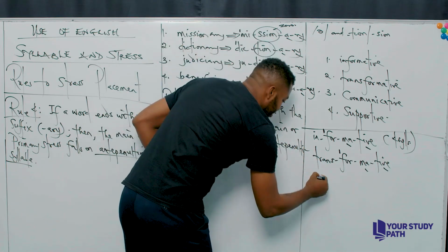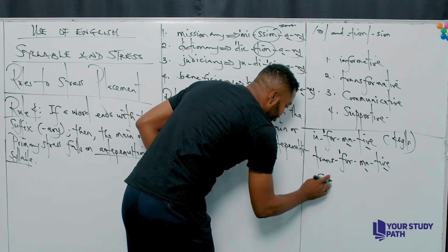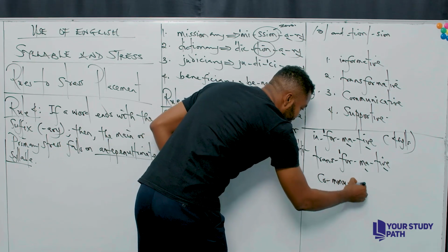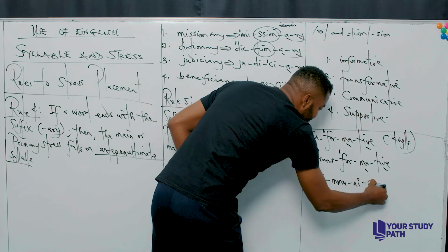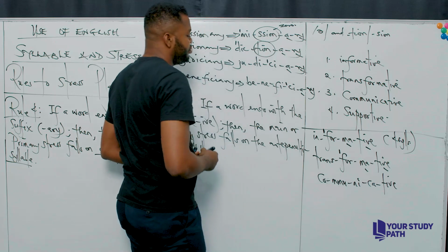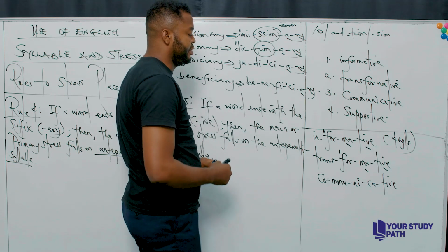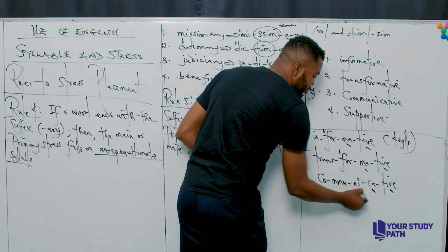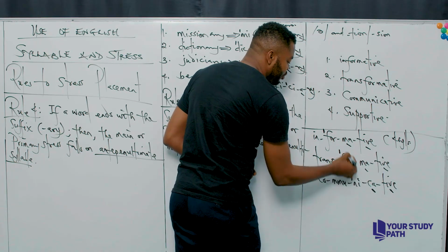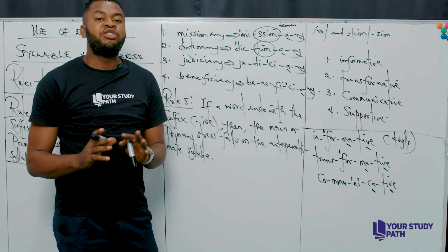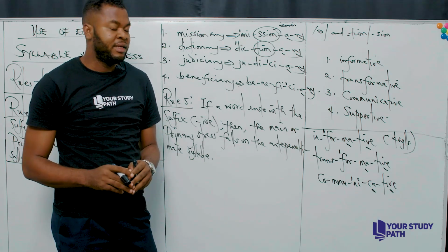Now, let's see communicative. That's C-O hyphen M-M-U hyphen N-I hyphen C-A hyphen T-I-V-E. Communicative. Now, this is the last syllable, and this is second to the last syllable. Here is the third to the last syllable. You place the superscript vertical mark before it. That's to indicate stress. Is that taken?